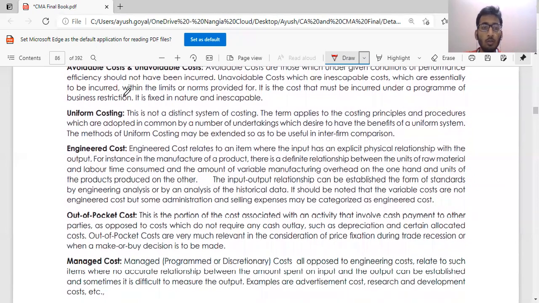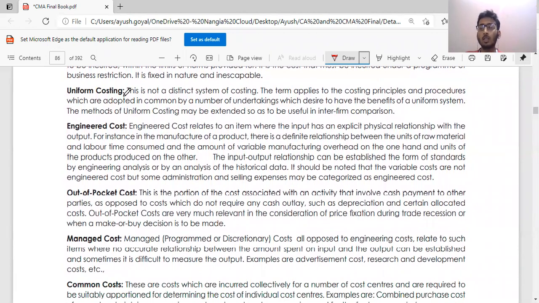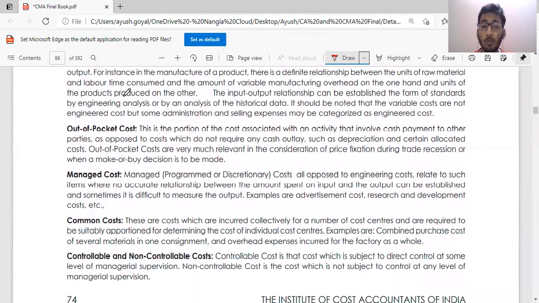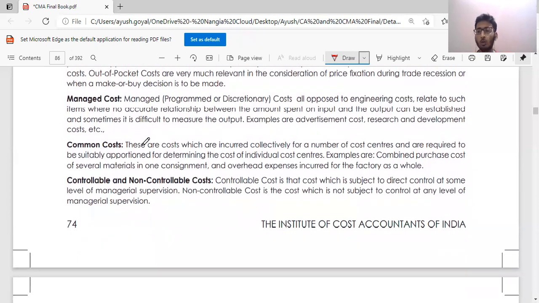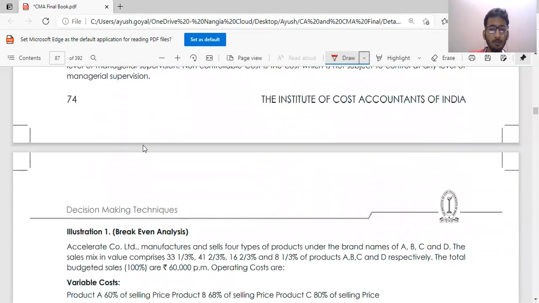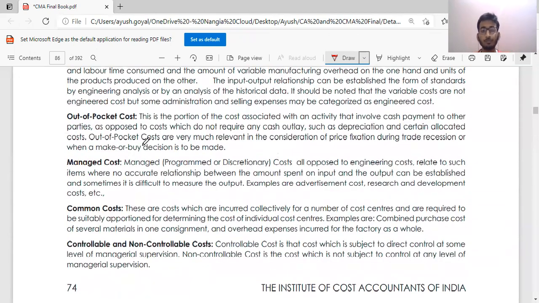Okay, uniform costing, engineered cost. Engineered cost is basically the cost of changing the input to output. That cost would be there. Out of pocket cost is the cost which is specifically occurring for the project. You are paying it from your own pocket. So as the name suggests, out of pocket cost is the cost which is specifically occurring for some project, and you are paying it. Managed cost, common cost, controllable, non-controllable cost. All these costs are easy. I don't think I need to elaborate more.